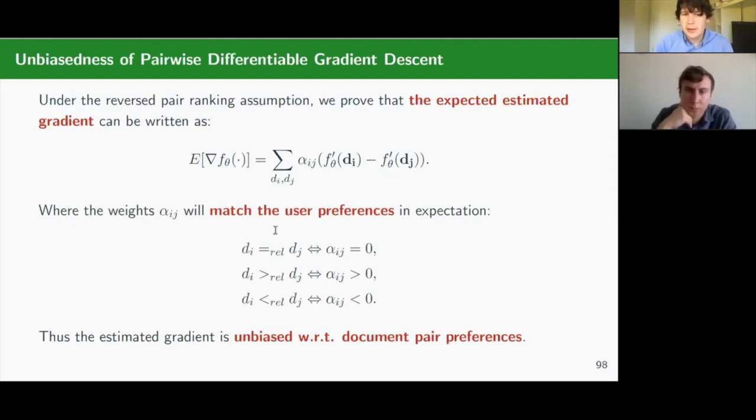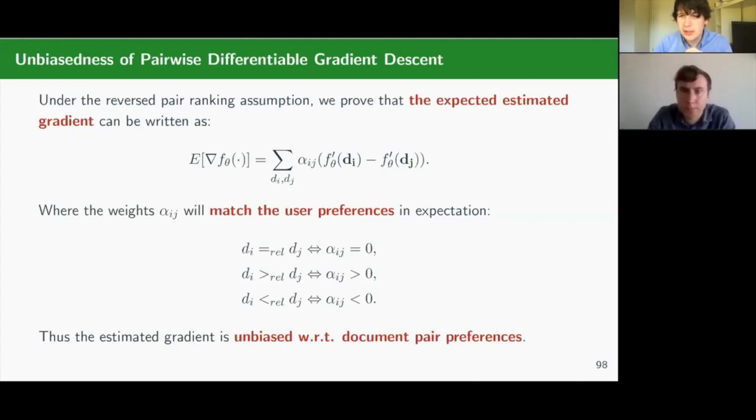So if there's no difference in relevance between these two documents, this weight will be 0 in expectation, and otherwise it will match the direction of relevance here. And we call this unbiased with respect to document pair preferences. This isn't the same definition of unbiased as we see in the counterfactual learning to rank side.